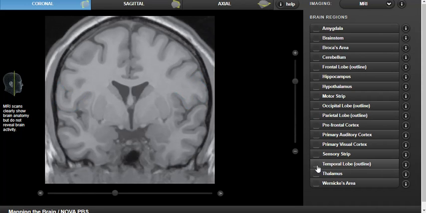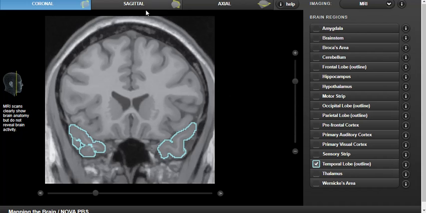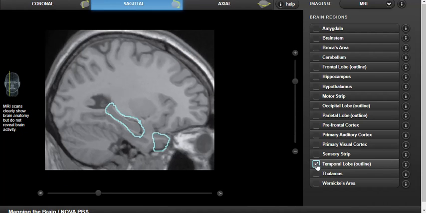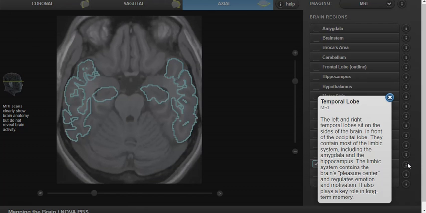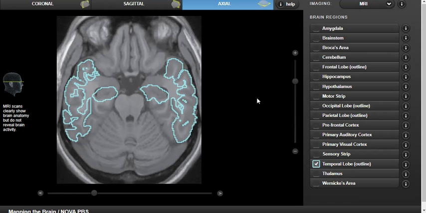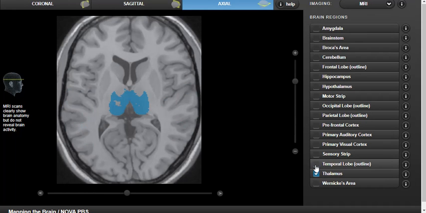Next is the temporal lobe. So the temporal lobe, this is the coronal view, and then the sagittal view and the axial view. So it's like at either side, there's a left and right temporal lobe. They sit on the side of the brain. It contains most of the limbic system, including the amygdala and the hippocampus. The limbic system contains the brain's pleasure center, which regulates emotion and motivation, and it's a key part for long-term memory.